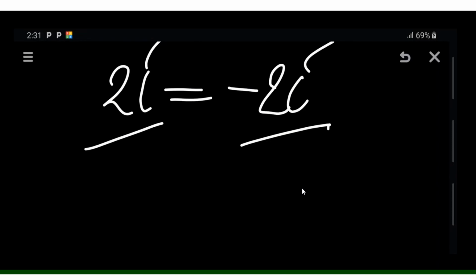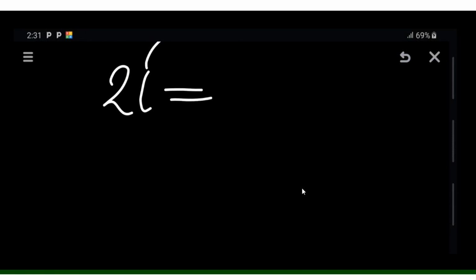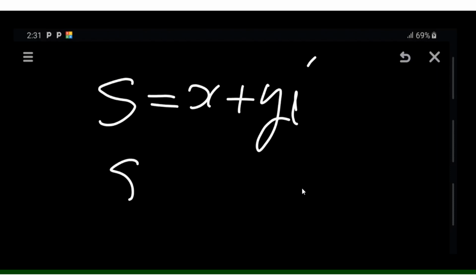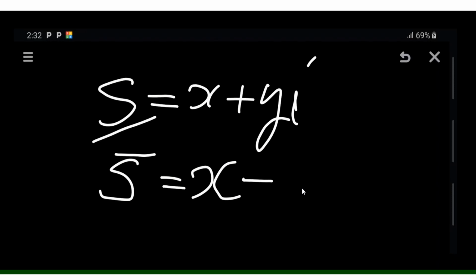And sometimes you may be asked, maybe in a question you find, if s is equal to x plus yi, what is the s bar? So the s bar, they're asking for the conjugate of s. So the conjugate of s is x minus yi, like that.